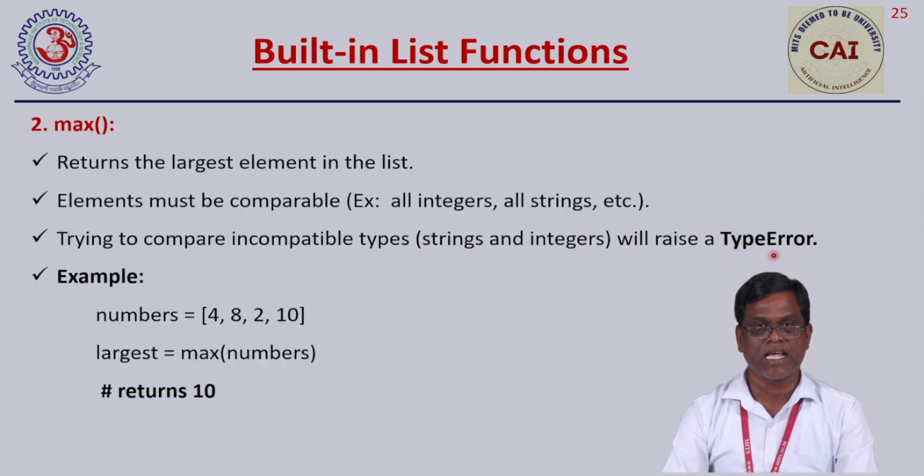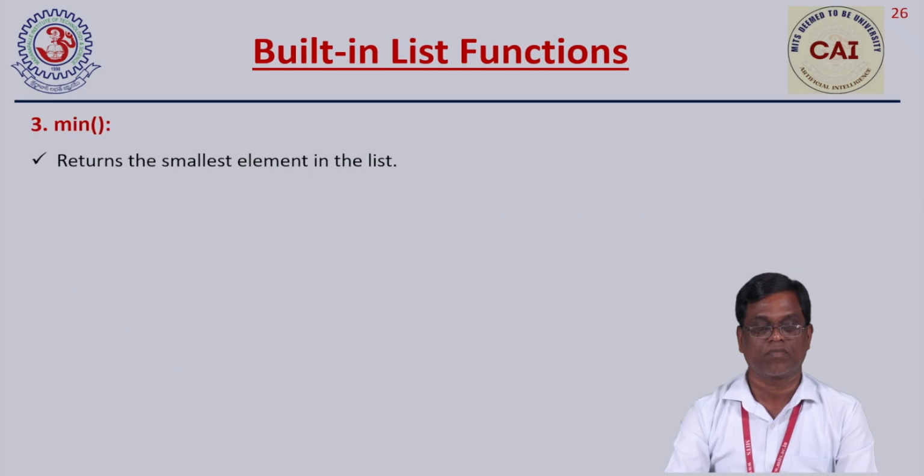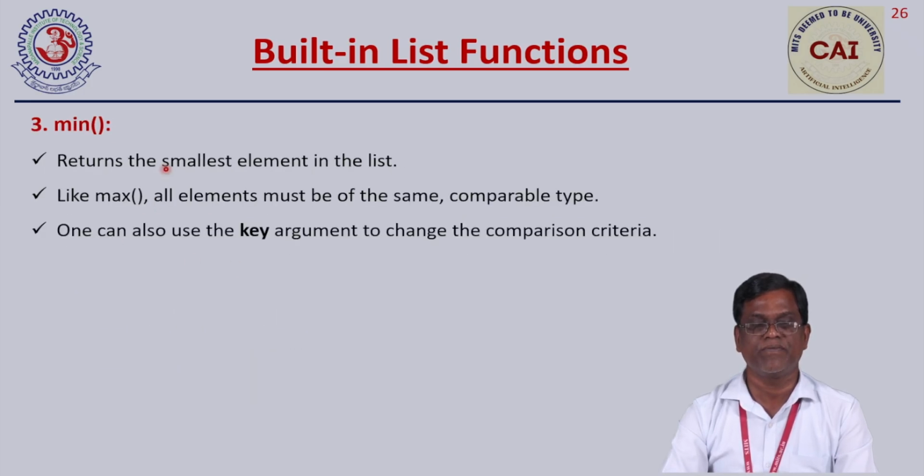And here is an example. I created a list numbers equal to 4, 8, 2, 10. Now if I apply this max function on this list, among the given elements 10 is the maximum, so it will return the value 10. The next function is the min function.